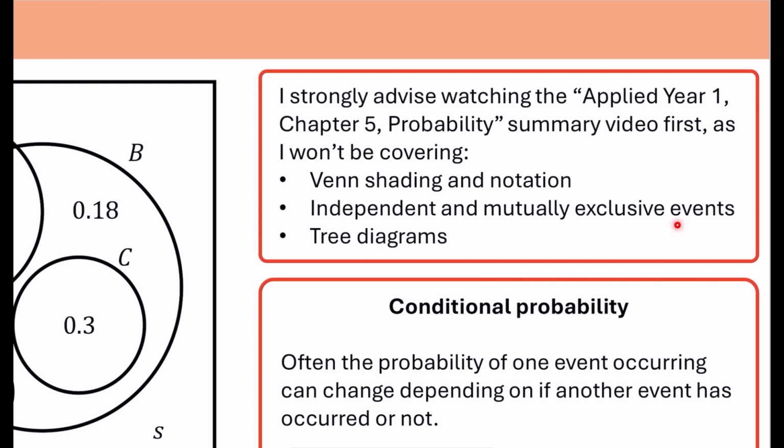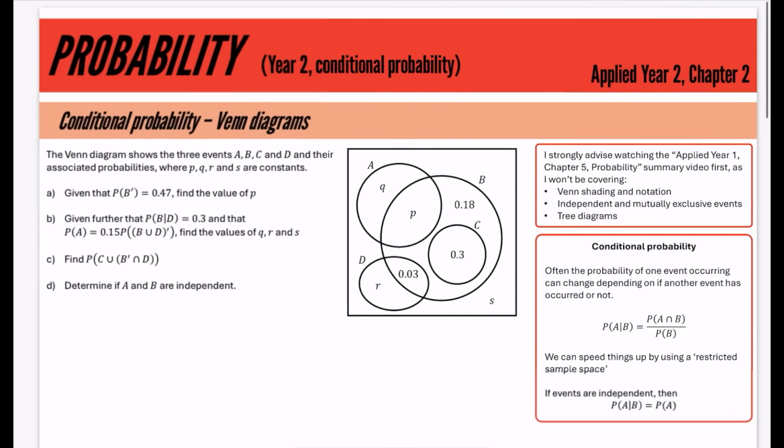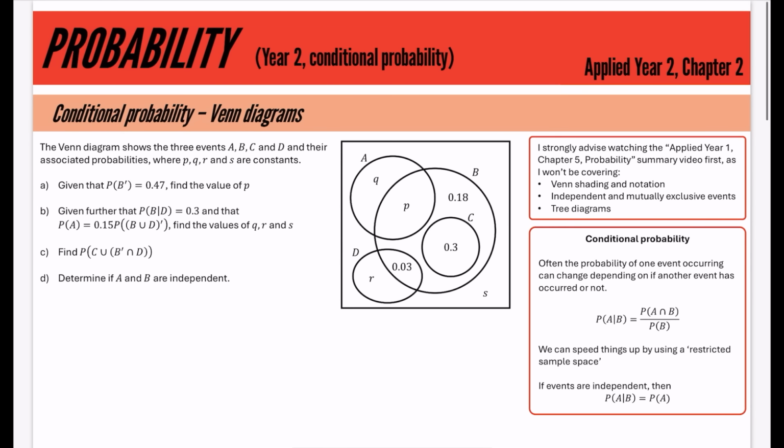I won't be covering independent and mutually exclusive events, and I won't be covering tree diagrams. These things will come up in the video, but I won't be teaching how to do them. I'll just be going straight in and actually using them. So the thing that we're going to be looking at is conditional probability. It's the theme of this whole chapter.